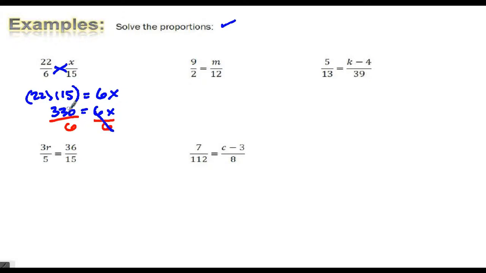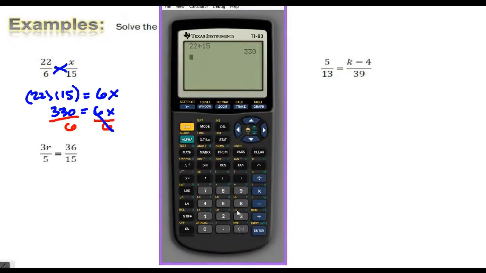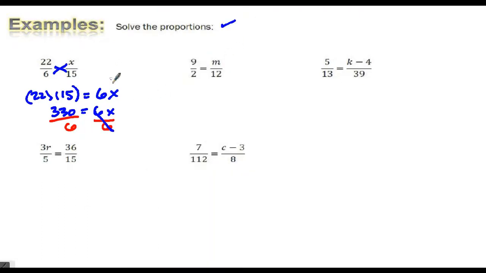And 6 cancels. 330 divided by 6. So we're going to take our answer of 330 and divide that by 6. And we get 55. So our answer is going to be 55. So we're going to just write down x equals 55. Okay, and there's our answer.